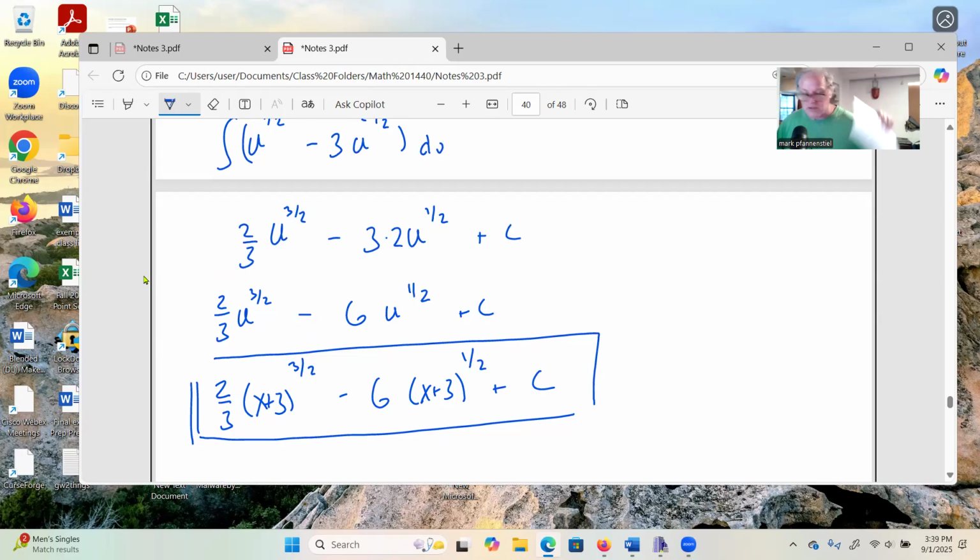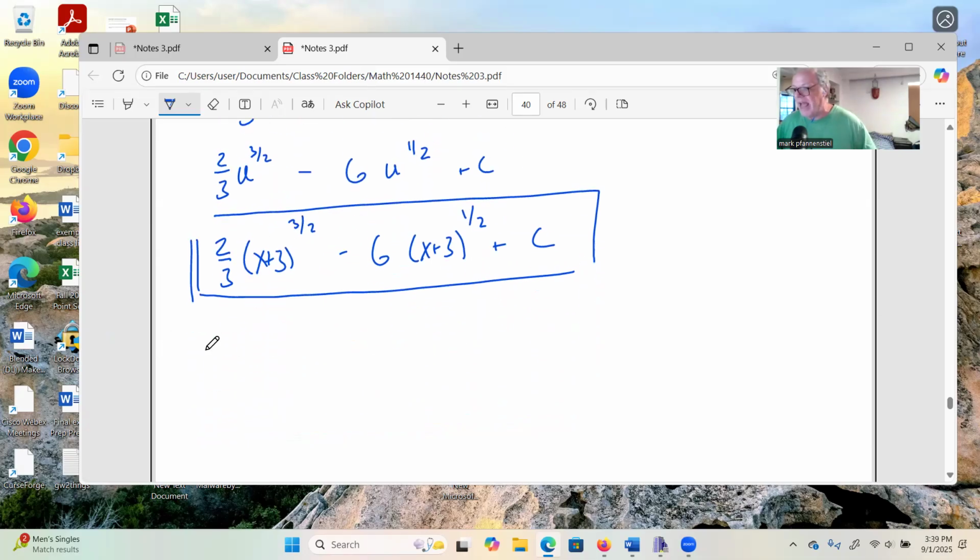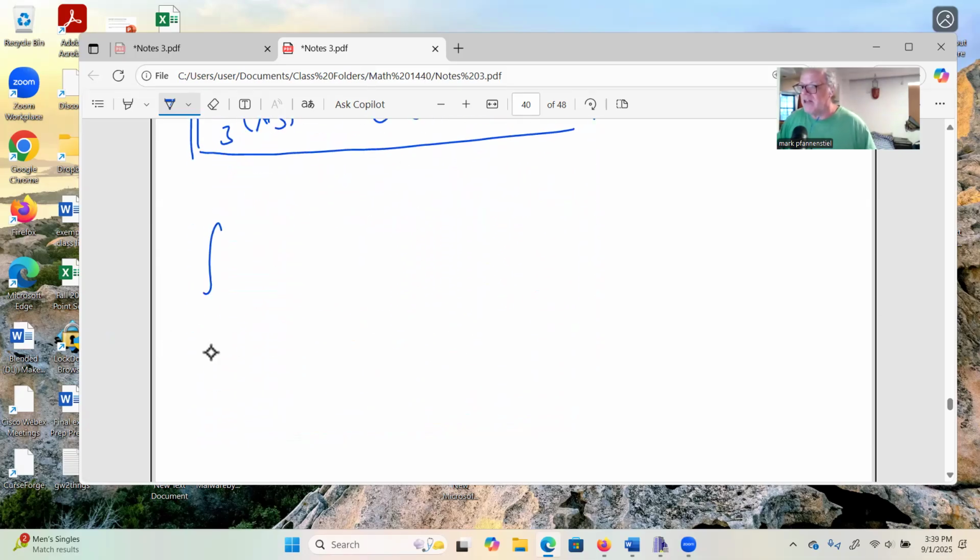One more for us. It's probably fine as far as time goes. We have an integral of x plus 1 times the square root of x minus 4, dx. You have to go through and integrate this. My obvious choice: let u equal x minus 4.